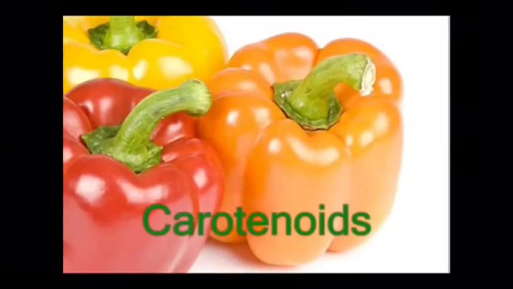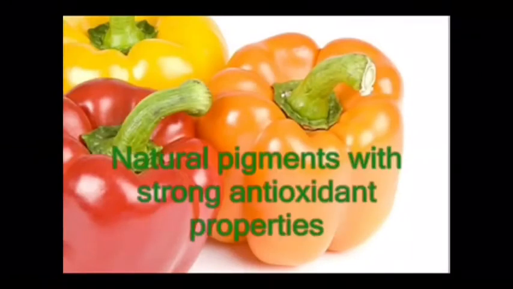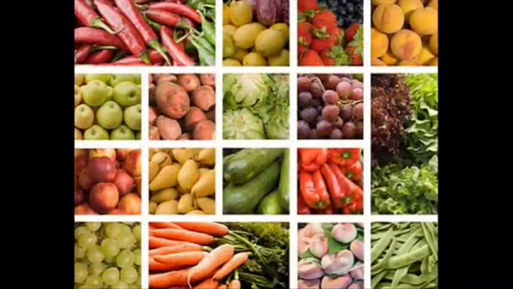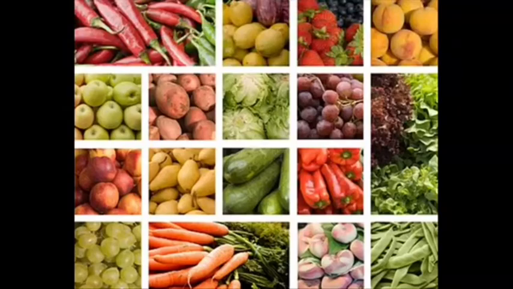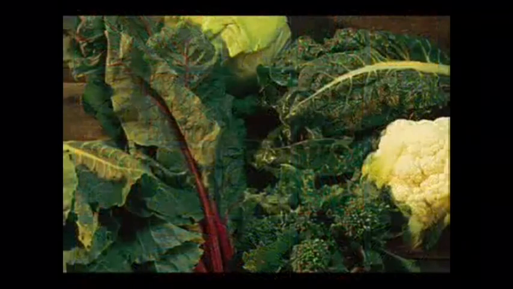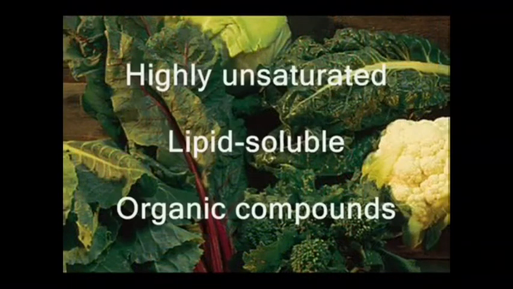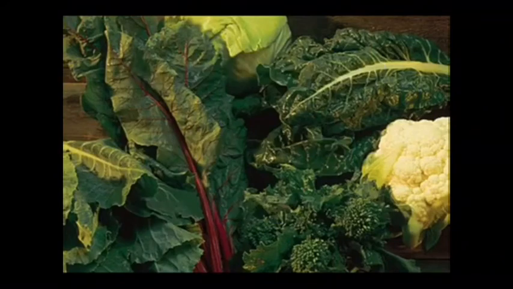By its carotenoids, natural pigments that possess strong antioxidant properties. Carotenoids do more than just provide color, however. They are also powerful phytonutrient antioxidants that are capable of quenching an impressive amount of oxidation. These highly unsaturated, lipid-soluble organic compounds occur naturally in plants, as well as in some algae, fungus, and bacteria strains.